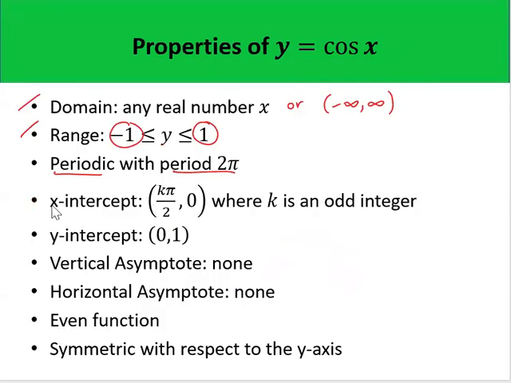Okay, and then the x-intercepts of the cosine function happen at k pi over 2, comma 0, where k is an odd integer. This means that if k is equal to 1, the x-intercept will happen at pi over 2, comma 0. It can happen at 3 pi over 2, comma 0. It can happen at negative pi over 2, comma 0. It can happen at negative 3 pi over 2, comma 0.